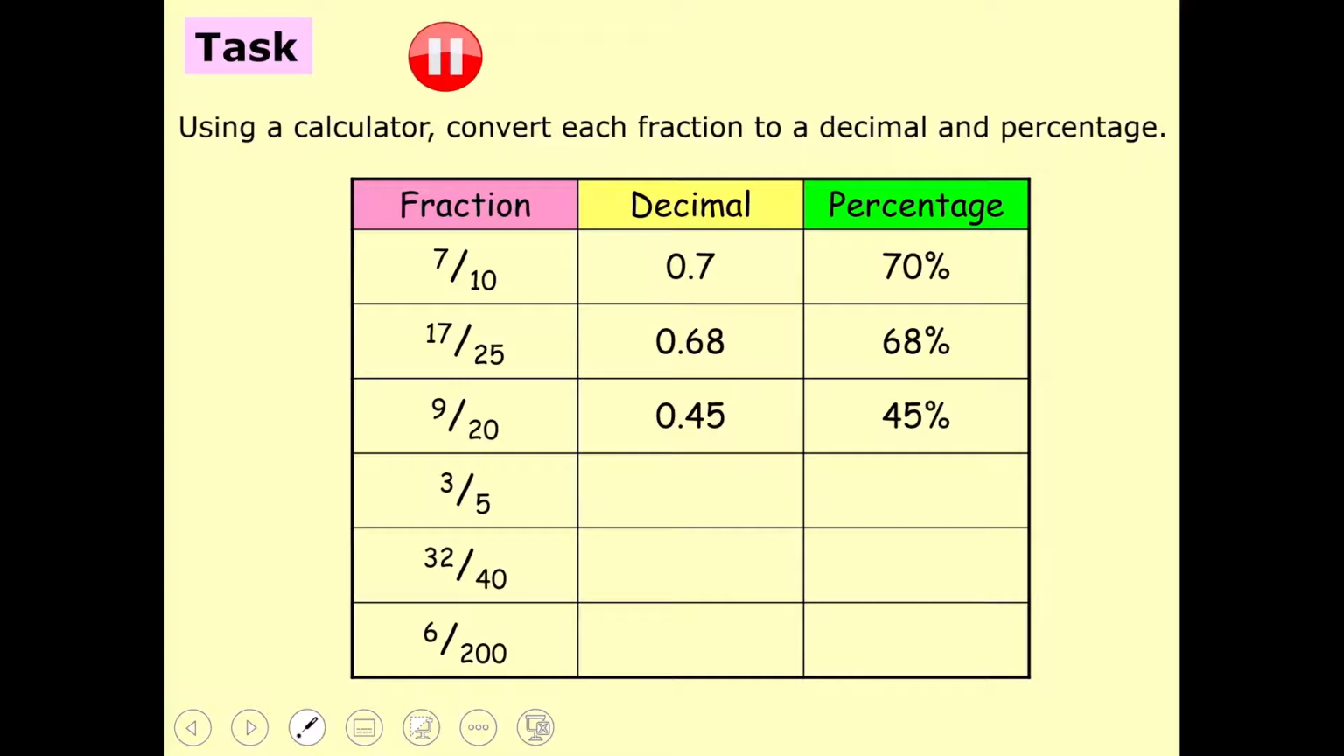Next, 3 over 5. So 3 divided by 5 to get 0.6. And then multiply by 100 to get 60%. 32 over 40, so you're going to do 32 divided by 40 to get 0.8, multiply that by 100 to get 80%, and last one, 6 over 200, so in your calculator you do 6 divided by 200 to get 0.03, and multiply that by 100 to get 3%. So really great work if you got all of those correct.